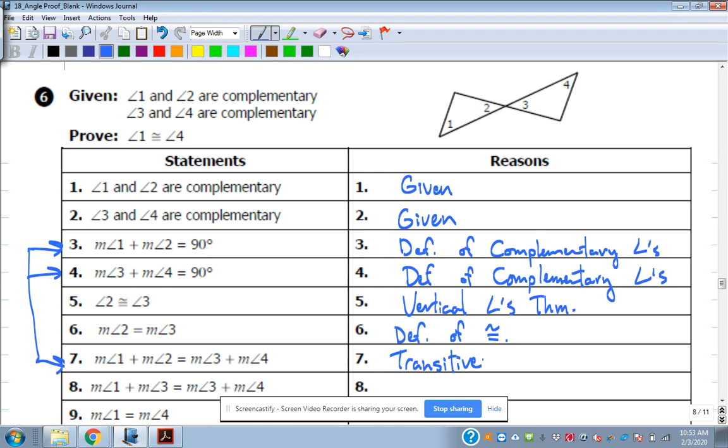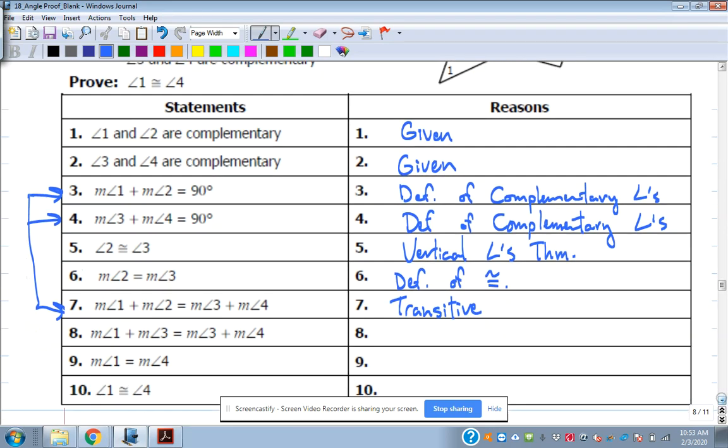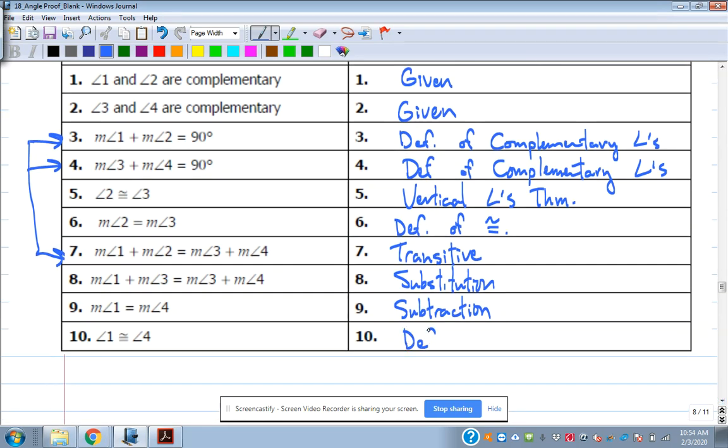It'd be substitution for 8, because what's changing between 7 and 8? The measure of angle 2 and the measure of angle 3 right there changed out, so that's substitution. Good job, that's right. And then 10. Yeah, definition. Boom. That was a pretty long one.